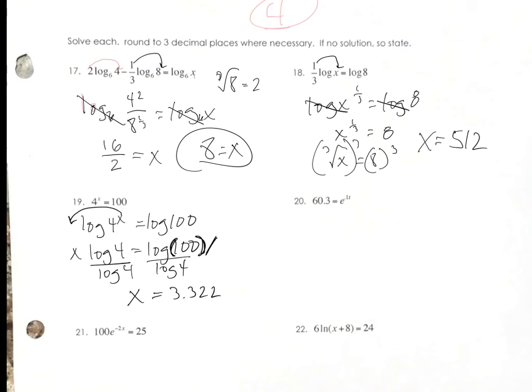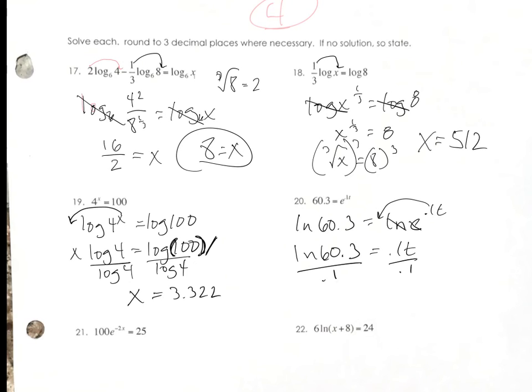Now here we have e. In order to get rid of e, you take the natural log. So we have the natural log of 60.3 equals the natural log of e to the 0.1t. Well, the natural log and e undo each other. It's gone. And of course, now you know that this comes down out of there. So the natural log is 60.3. Don't lose that. You still have to put that in the calculator. Equals 0.1t. Divide both sides by 0.1.